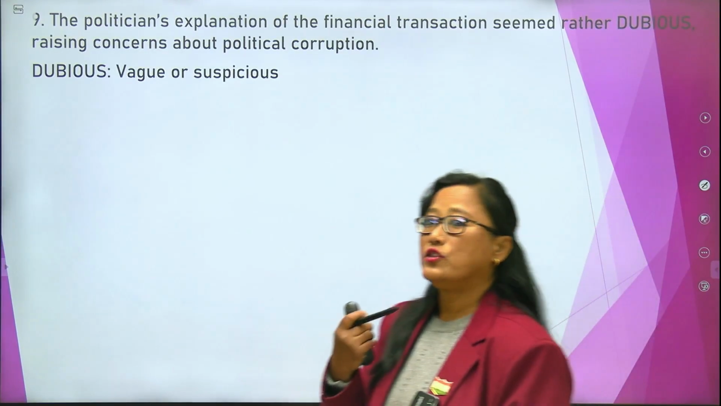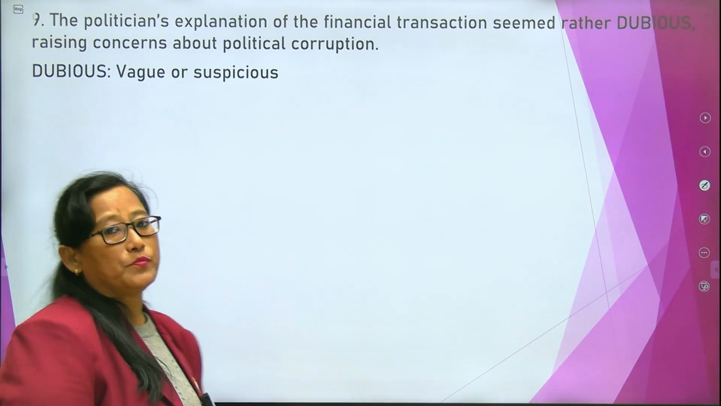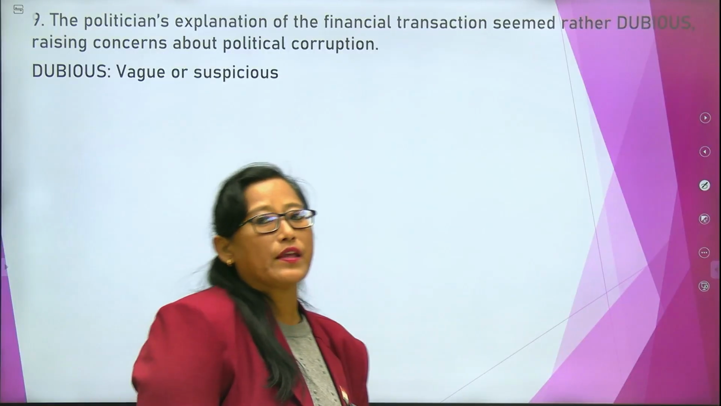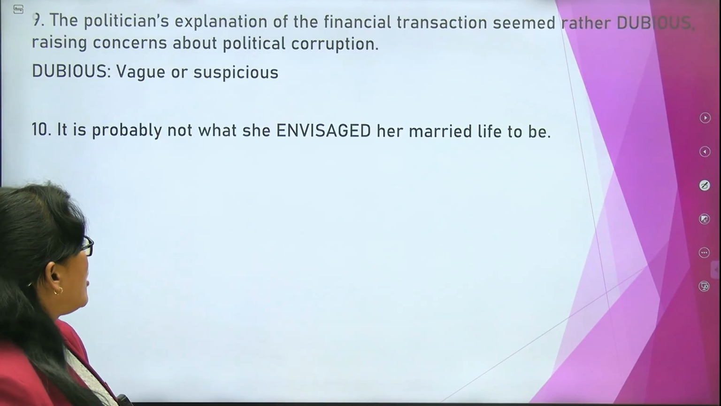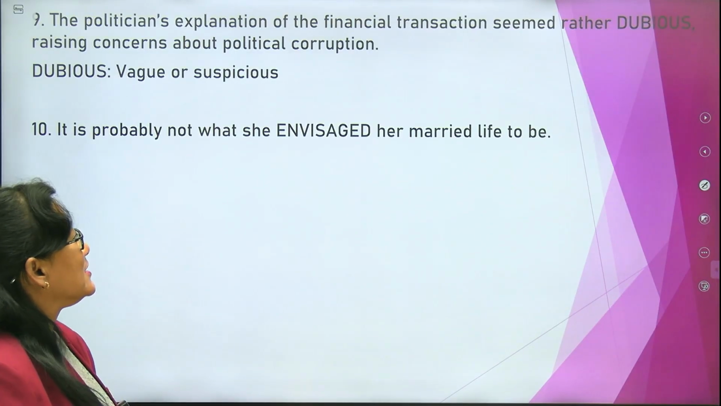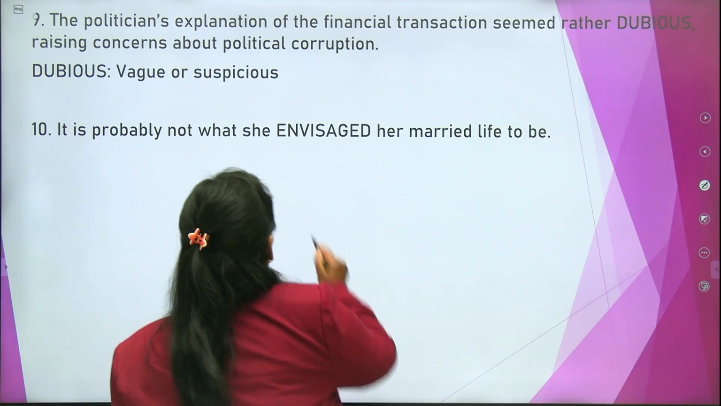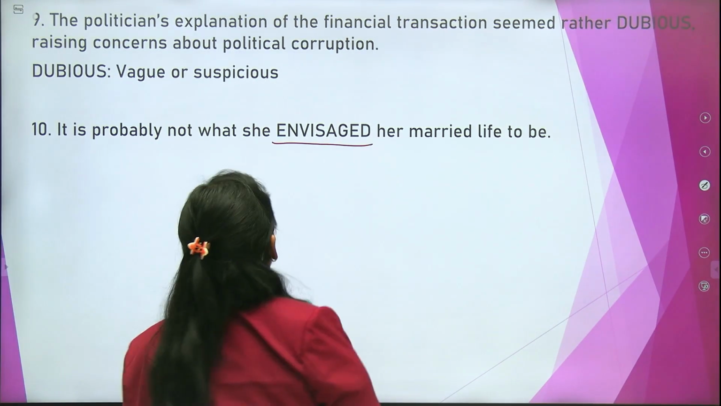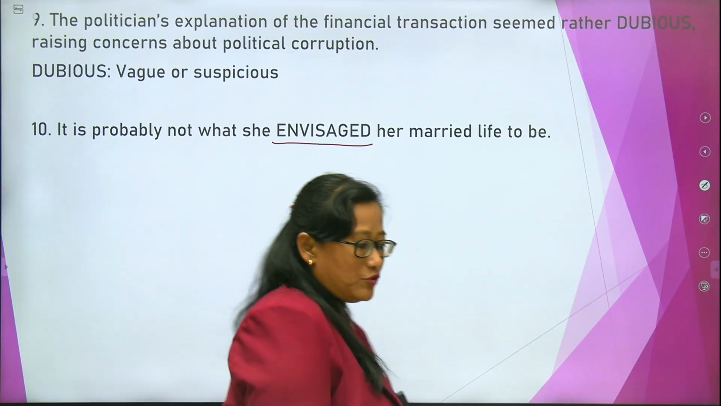Not clear. So these are synonyms of the word we have, dubious. Is that right? Okay. Now let's move on to the 9th sentence. It is probably not what she envisaged. The pronunciation is envisaged. She is probably not what she envisaged her married life to be.